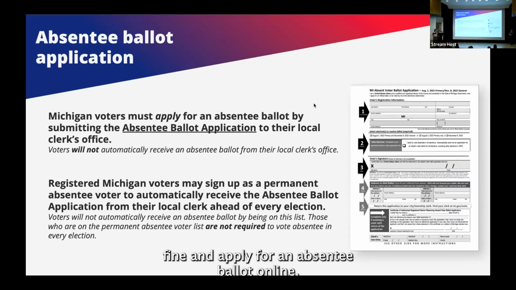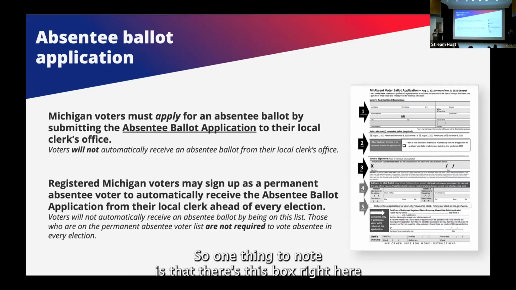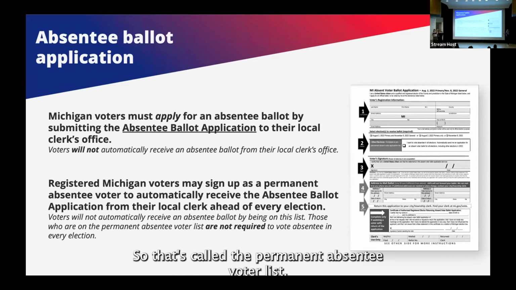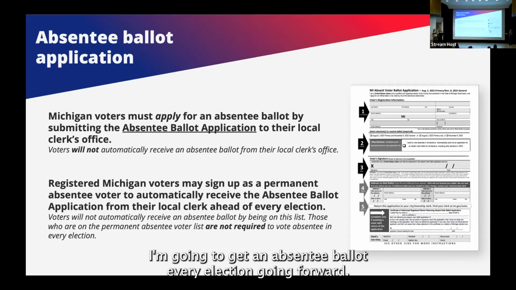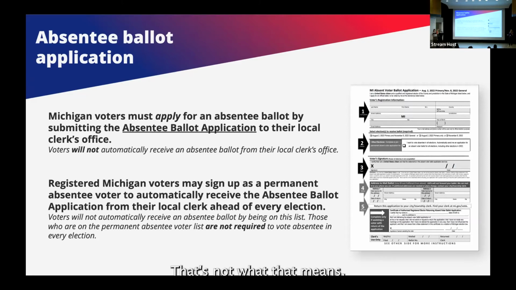And apply for an absentee ballot online, or you can find this printable form and fill it out. So one thing to note is that there's this box right here that says, I want to vote absentee in all elections. So that's called the permanent absentee voter list. A lot of people, when they check that box, think, oh, great, I'm going to get an absentee ballot every election going forward. That's not what that means.